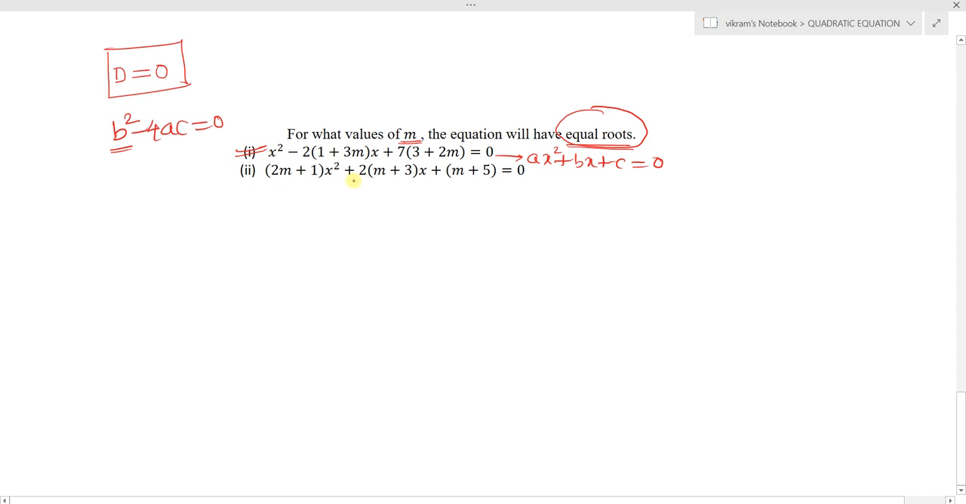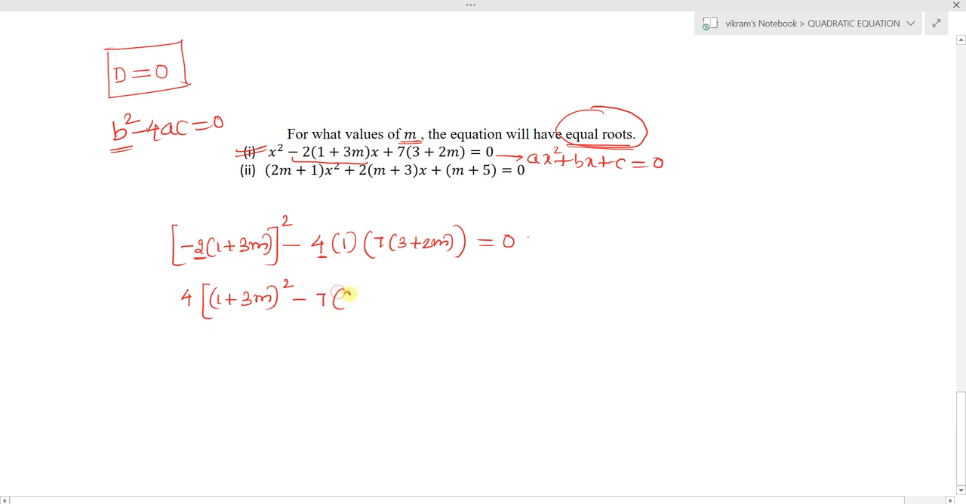So what is it? b square minus 4ac. What is b over here? Minus 2 into (1 plus 3m), whole square, minus 4 times a, which is 1, times c, which is 7 times (3 plus 2m), equals 0. Now if we square this, we get 4, and taking 4 as common, I am writing it as 4 times [(1 plus 3m) whole square minus 7 into (3 plus 2m)] equals 0.